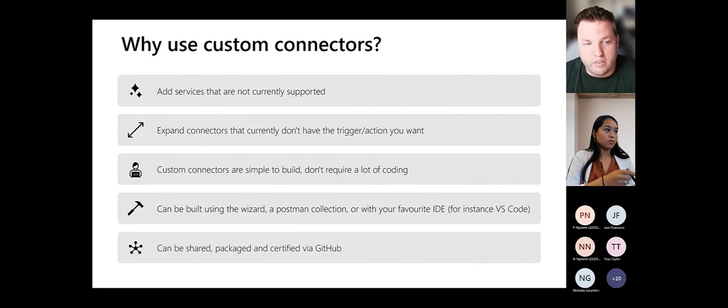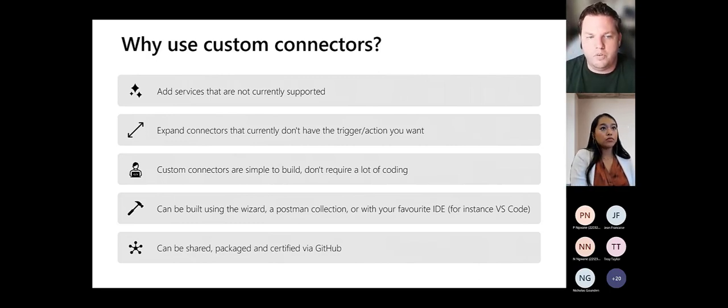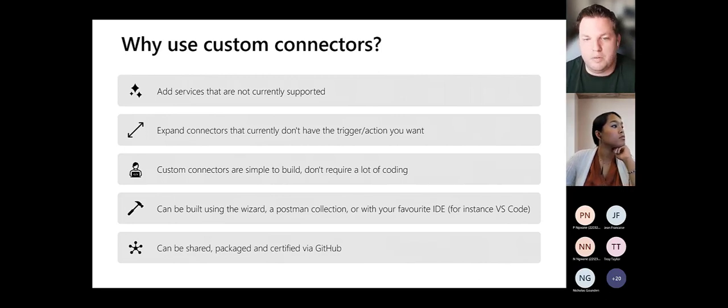Sometimes you can also expand on connectors that currently don't have the trigger or action that you want. It could be interesting to add on a connector that's already in GitHub, because some of those 800 connectors are actually in GitHub, and you can expand those, for instance, if you want. But sometimes you also want to create your own custom connector for that.